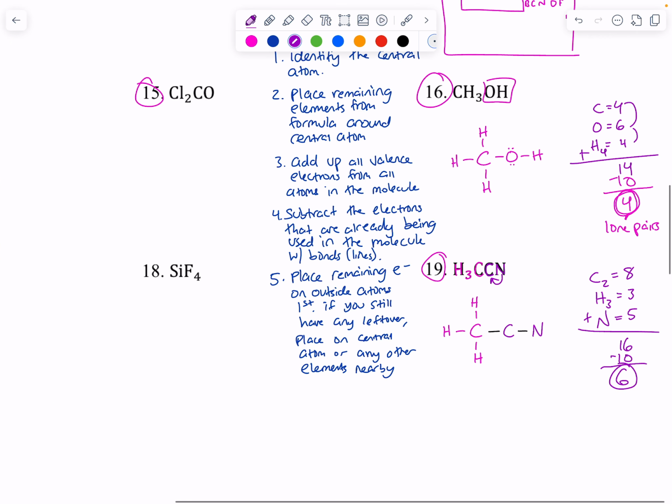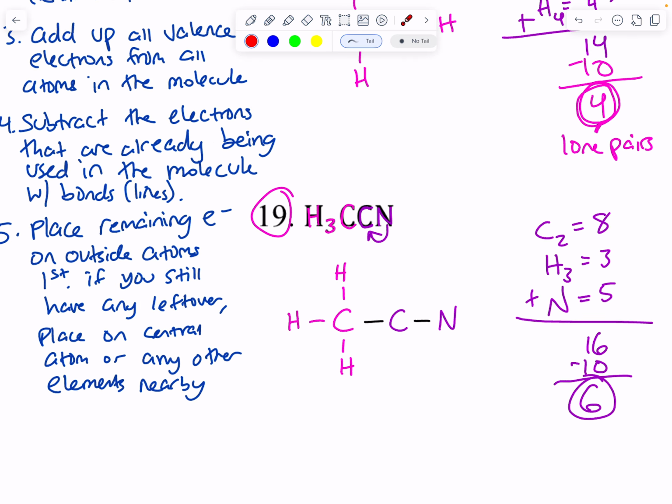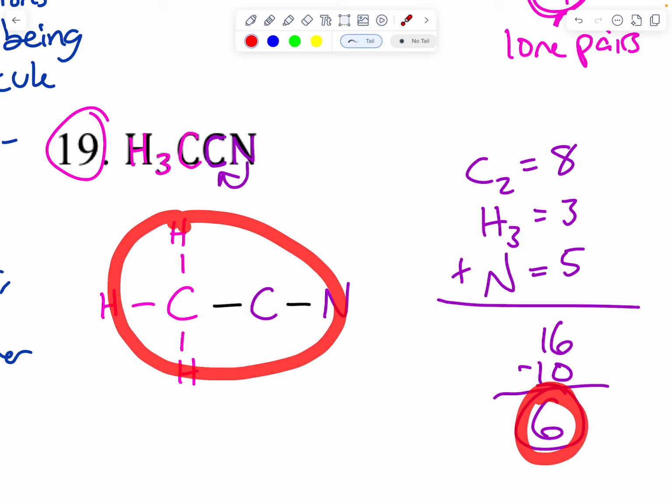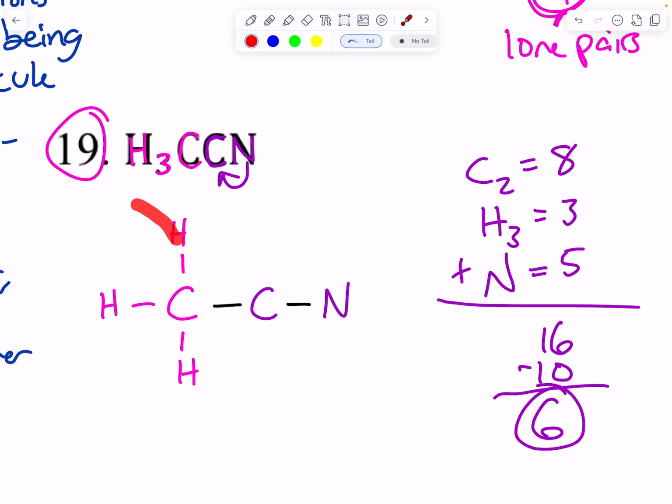These 6 will be our remaining electrons, and we have to put them on our outside atoms first. If you have any left over, put it on the central atom or anyone around him. Perfect. Easy. Here are my 6. Who are my outside atoms? These guys, right? He is not outside. He is surrounded here and here. So he's not outside, okay? Here are my outside atoms.